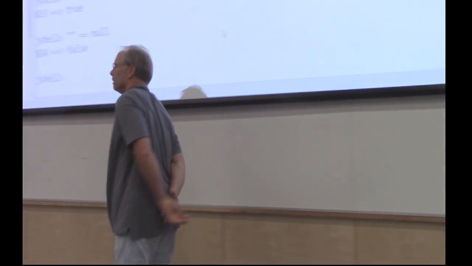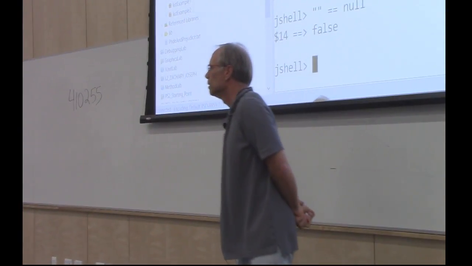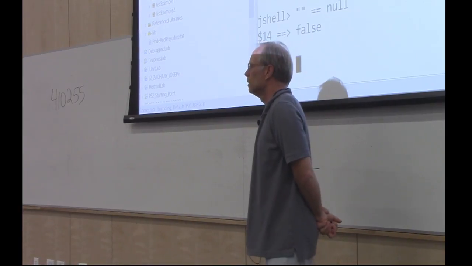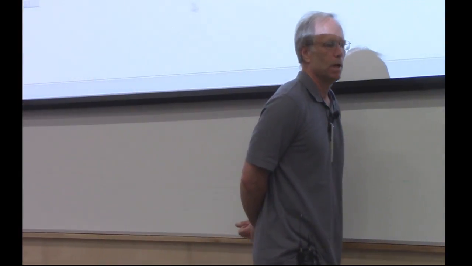Yeah? Can you just write something like string s semicolon? Is that kind of the same as just saying string s equals null? If you declare string s semicolon, he's asking, is that the same as doing string s gets null? And it's not. If you just declare a variable and you say string s, JShell stores a null in it. But the rule in Java is it's uninitialized, and you have to explicitly initialize it before you can use it.